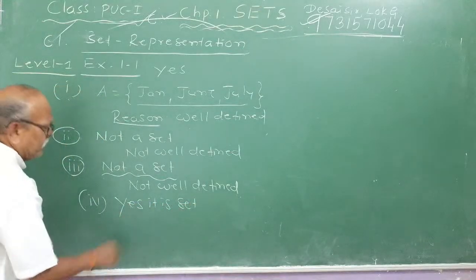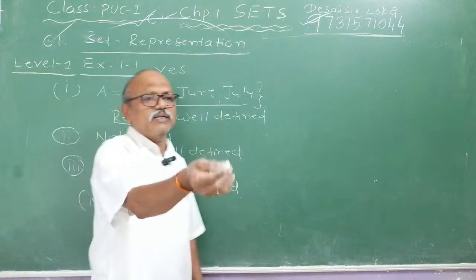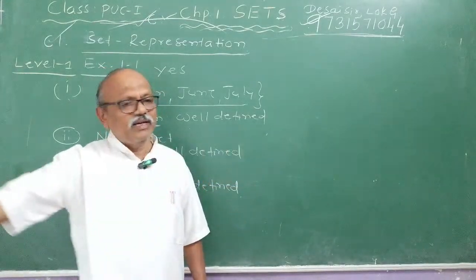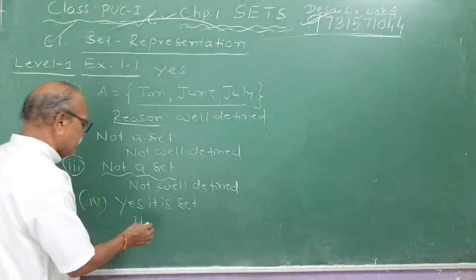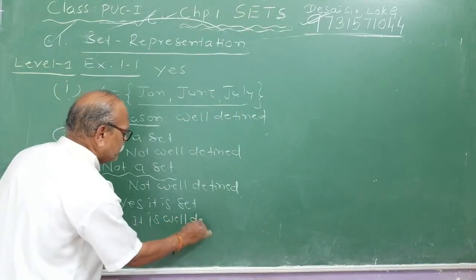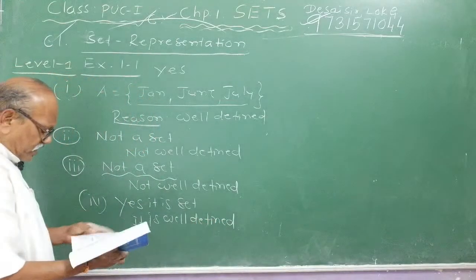Because well defined. Because the set of boys you can collect. You take the attendance book, collect all boys, list them in a tabular form, then you will get a set. It is well defined. And first step is to identify which is set, which is not a set.